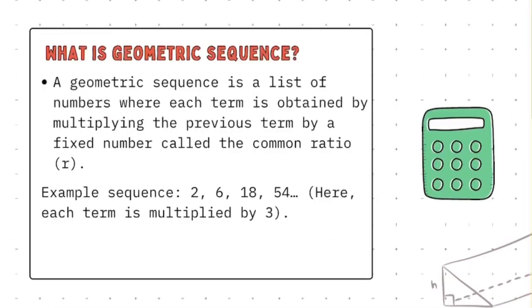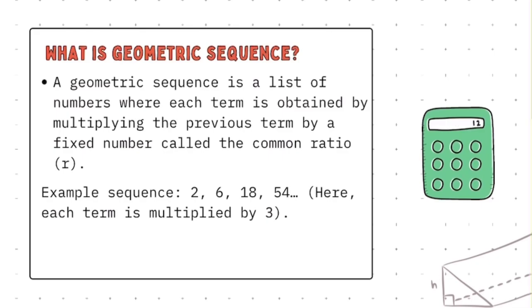A geometric sequence is a list of numbers where each term is obtained by multiplying the previous term by a fixed number called the common ratio. If it only has a limited number of terms, then it is called a finite geometric sequence. For example, 2, 6, 18, 54. Here, each term is multiplied by 3.